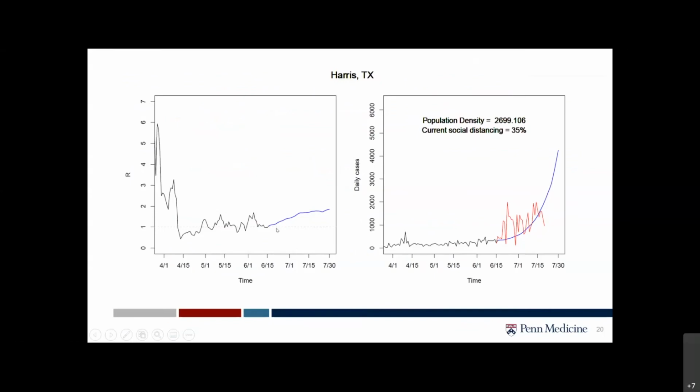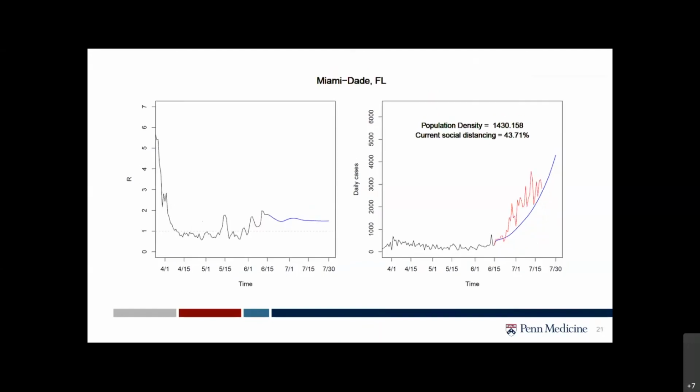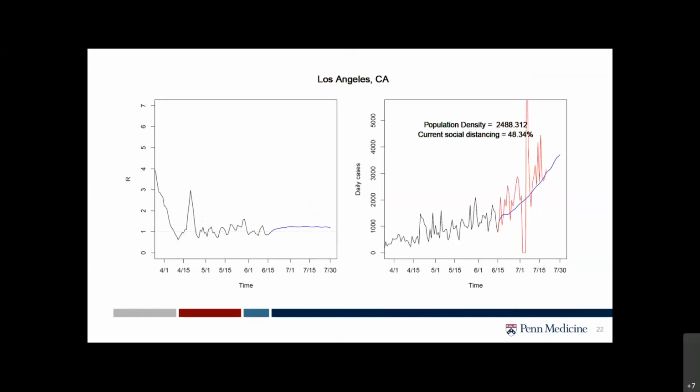So we predict the reproduction number in the next few weeks. And then based on that, we project the daily cases given the existing cases in the population. This blue line is what we projected in mid-June, and this red line is the actual reported number during that period. So we had been projecting a similar uptick in Texas, Florida, and Los Angeles in mid-June.